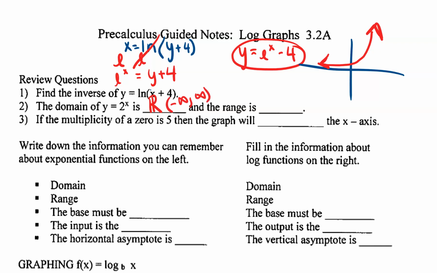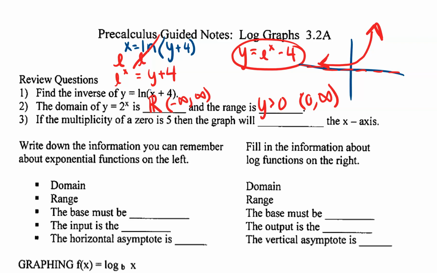And then the range is how high up and down it goes. Exponential growth functions have an asymptote at 0 if there are no shifts. So it never goes below 0 and it never touches 0. So your range is going to be y is greater than 0. This could also be written as 0 to infinity with a parenthesis, not a bracket.